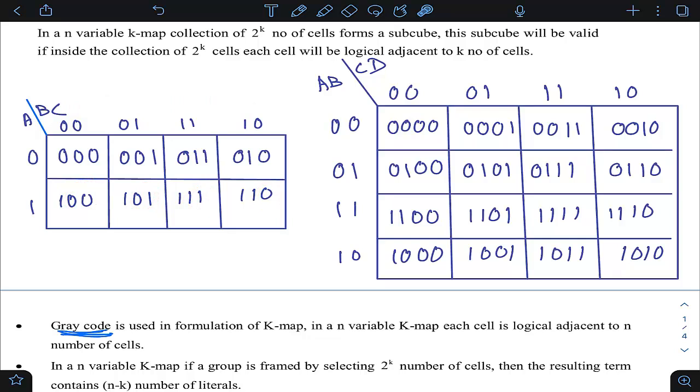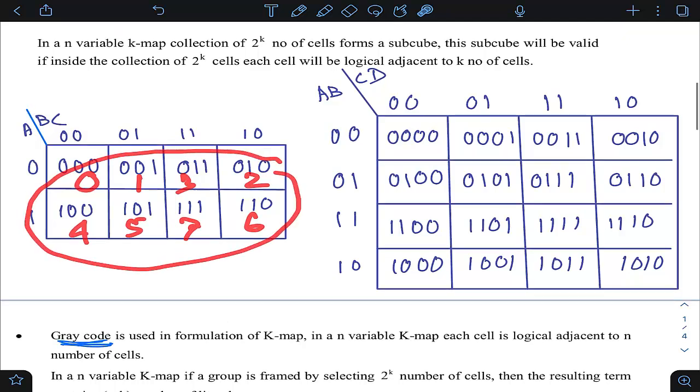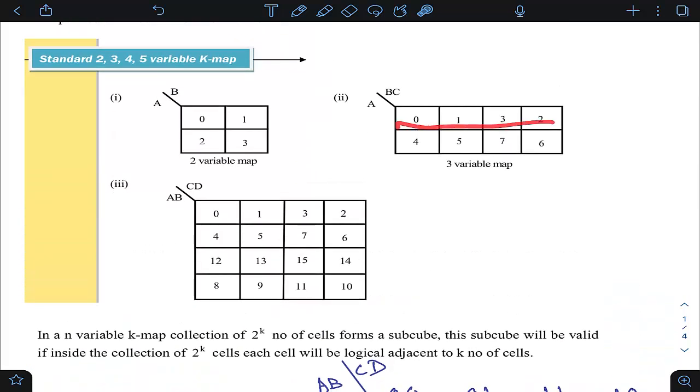Now students, if you find the decimal equivalent of these binary combinations, what do you get? You get 0, 1, 3, 2, 4, 5, 7, 6. These are the numbers I have written: 0, 1, 3, 2, 4, 5, 7, 6. So this is how these numbers are coming.